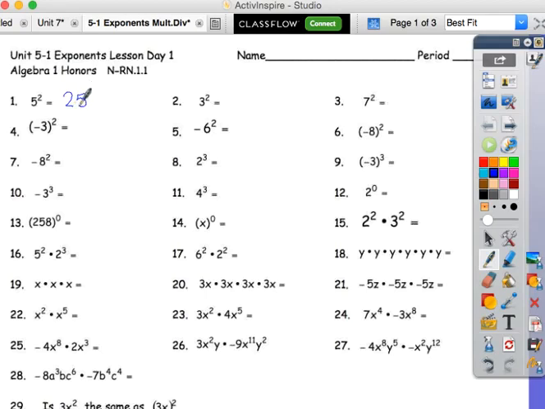3 squared would be 9. Number 3, 7 squared? 49. 49, good. And this is a no calculator unit. We are not using calculators on this unit.